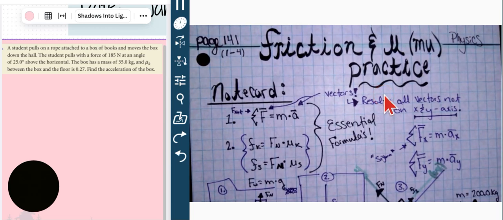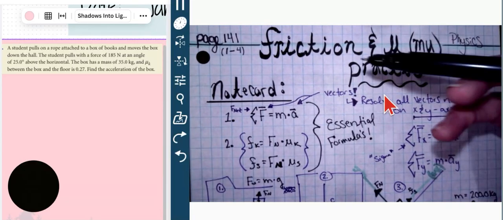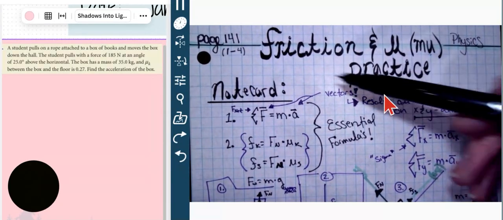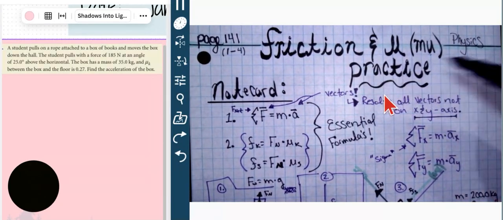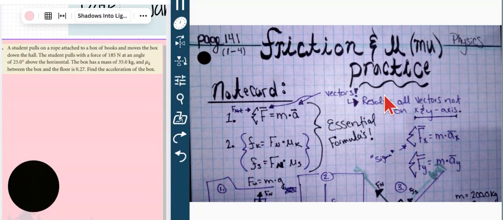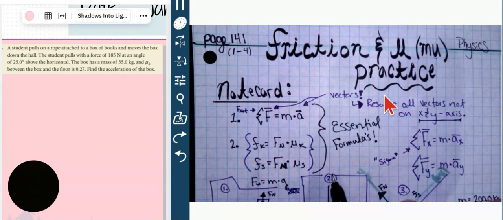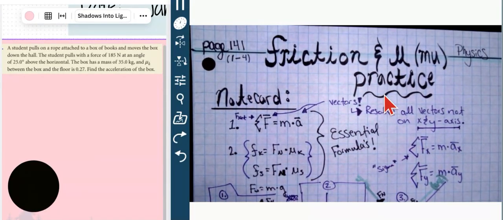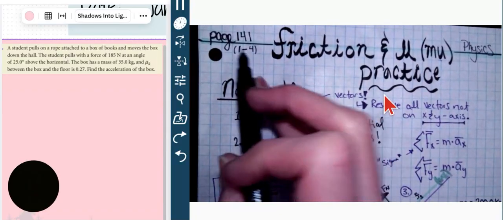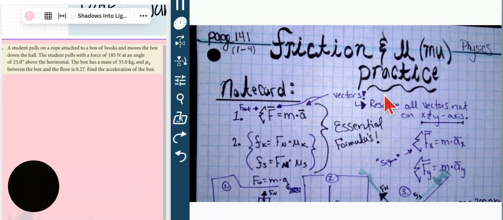Alright guys, I'm going to walk you through your homework problems that are due tomorrow. So just to refresh, all four of the problems are solving for friction. Each one of them is giving you a different amount of knowns and different types of known values. This is page 141 in your textbook, and we need to have 1 through 4 done by tomorrow.